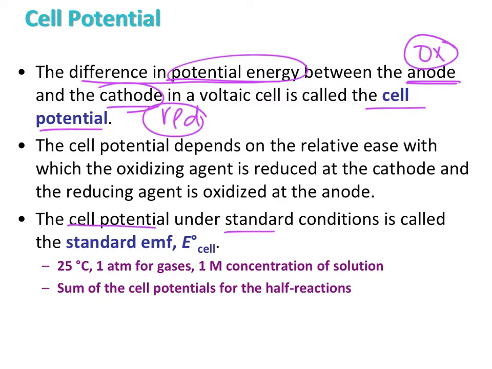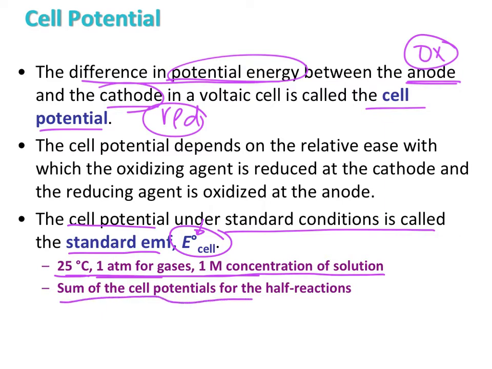The cell potential under standard conditions is called the standard EMF. So E and then the naught for standard and then the little cell as a subscript. Of course, standard conditions are the typical ones we've been talking about, 25 degrees C, 1 atm, 1 molar concentration. For the overall standard EMF, we calculate this by adding up the cell potentials for the half reactions. So if you find out the potential for your oxidation half reaction, you find out the potential for your reduction half reaction, you add them together, that's your overall cell potential for the entire reaction.